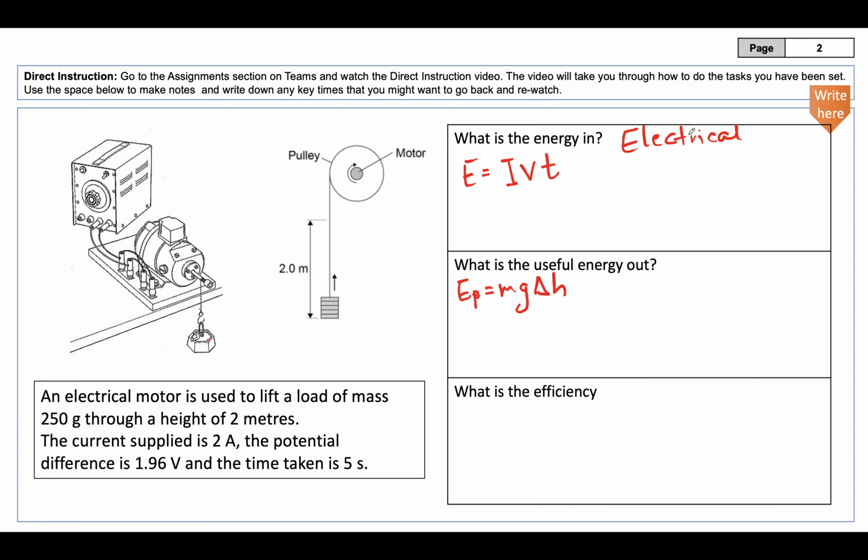So I wanted gravitational potential energy up here. So we're converting electrical energy into gravitational potential energy, but we're not going to convert all of this. This motor isn't going to be 100% perfect. It's going to waste some energy. The efficiency is going to be the gravitational potential energy, that's the useful energy out, divided by the electrical energy. So our efficiency is going to be our gain in gravitational potential.